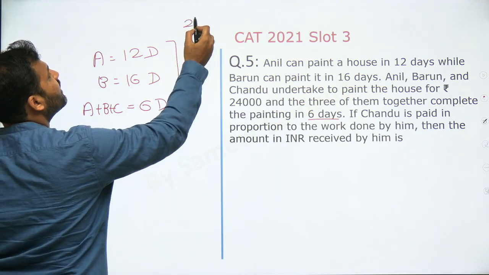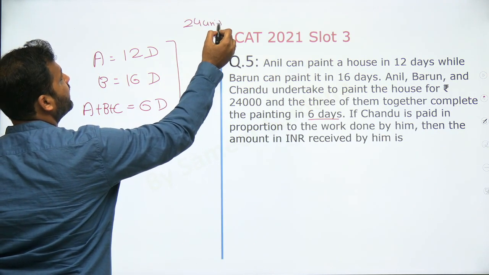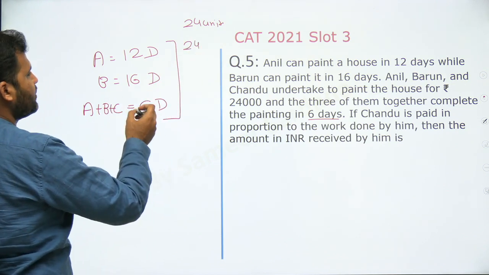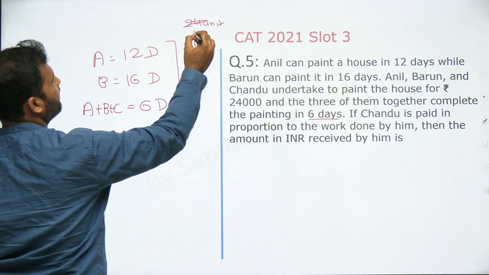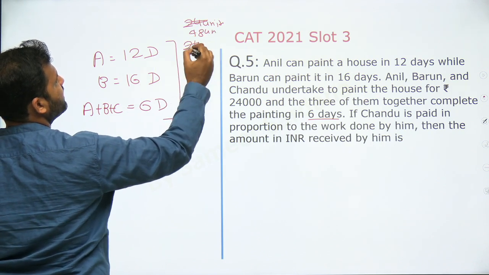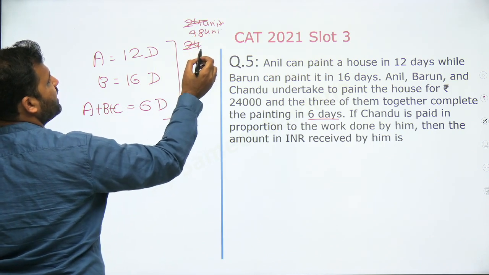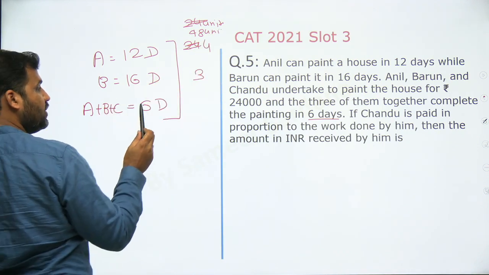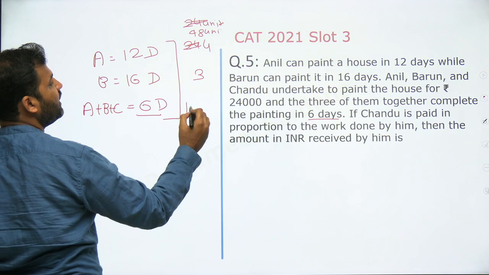Assume that total work is 24 unit. So A will be doing 2 unit of the work. Okay, ये 16 में कर रहा है, so 48 ले लेते हैं सभी का multiple. 48 unit. Let's say the total units is 48. So 12 days में तो 1 day में 4 unit काम, 16 days में तो 1 day में 3 unit काम, तीनों मिलके 6 days में तो 1 day में 12 units.